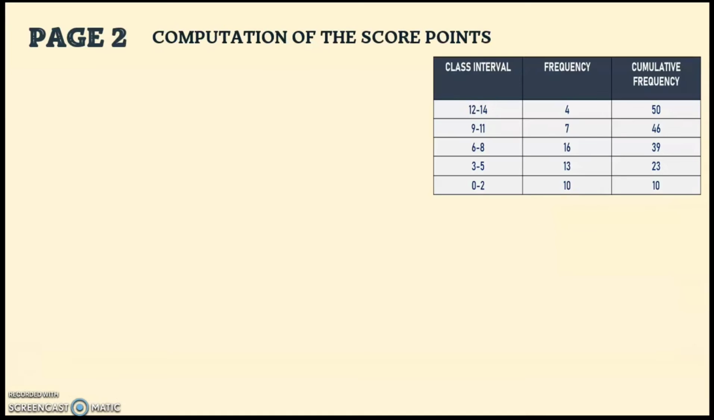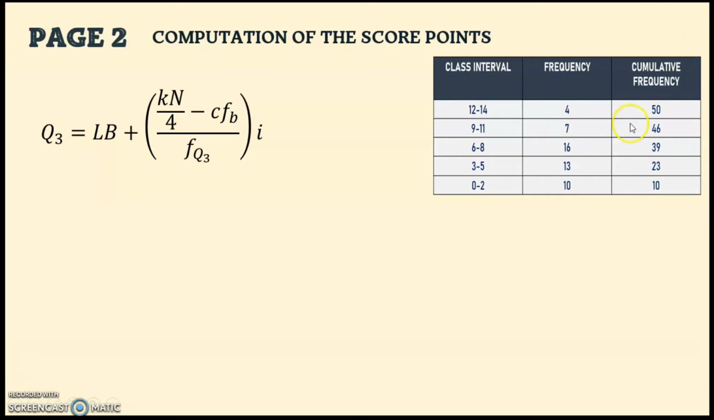For page 2, the computation of the score points. So, kanina, meron tayong quartile 3. So, this is the formula to solve for the third quartile. So, unang gagawin is to solve for kn over 4. So, k is the score point, which is 3. N is the total frequency. So, 3 times 50 is 150 divided by 4. So, we have 37.5.